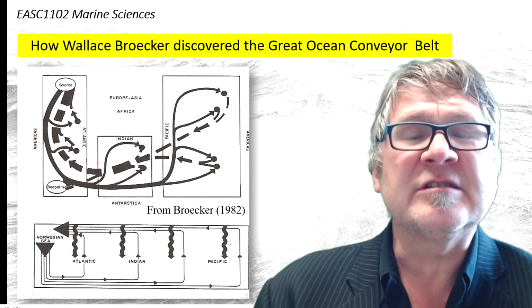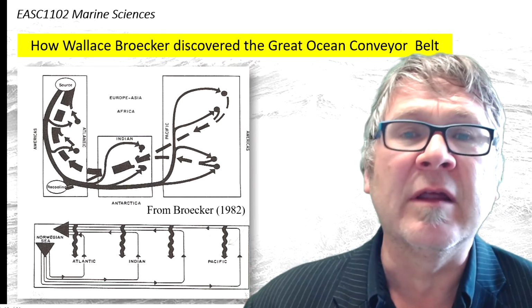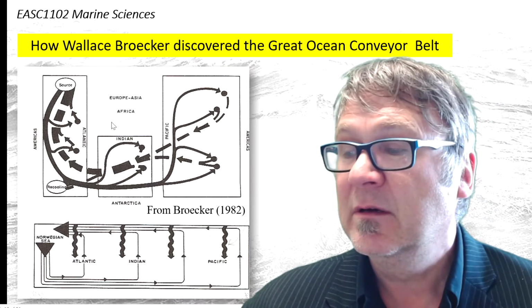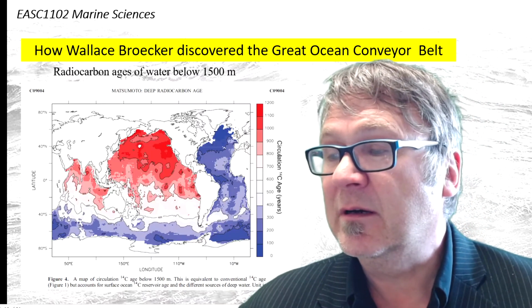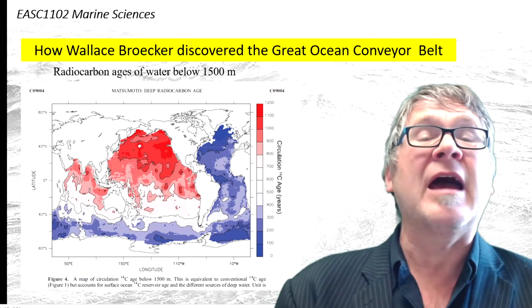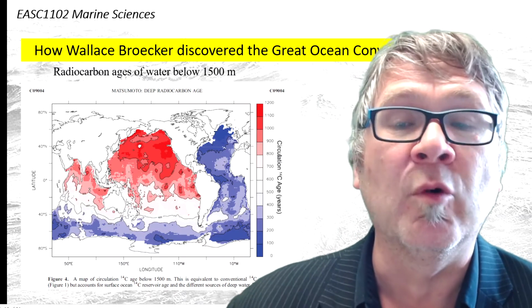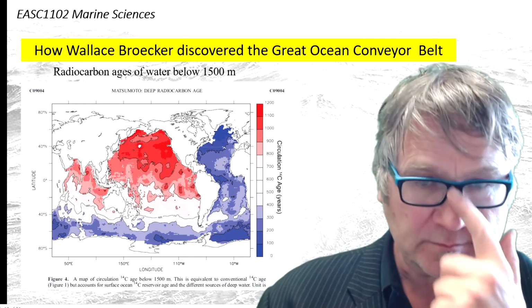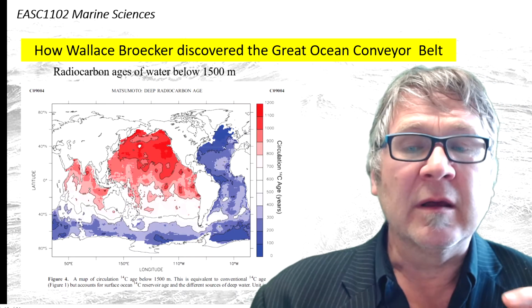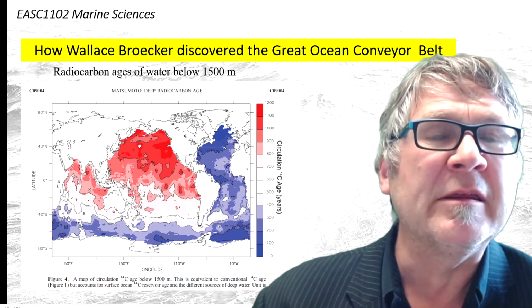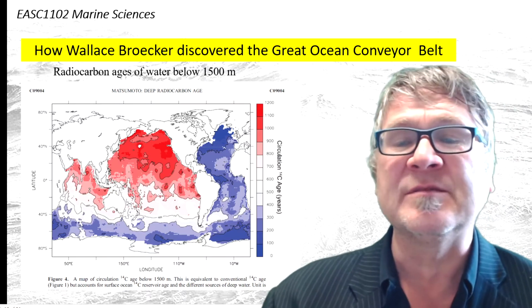So that is the structure, but nowadays we also ask, what's the time scale? How long does it take? And there's a method called radiocarbon ages, okay? Radiocarbon dating of water below 1,500 meters is shown here in this map. Okay, and this map is shown a little bit differently. The Pacific Ocean is in the middle on this map.